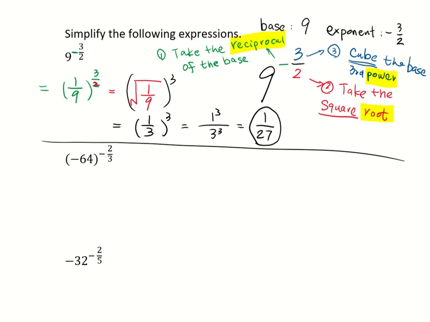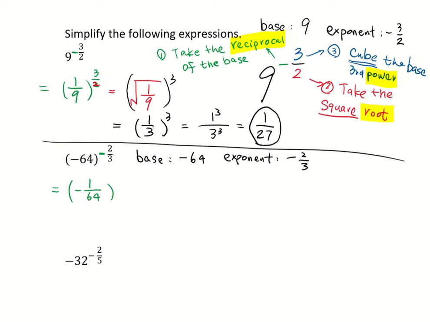Now let's look at the second expression. Negative 64 to the power of negative 2 over 3. The base here is negative 64. And the exponent here is negative 2 over 3. Here we will take 3 actions to the base. First one is from the negative exponent. We will use the negative sign to take the reciprocal of the base. So the reciprocal of negative 64 is negative 1 over 64.